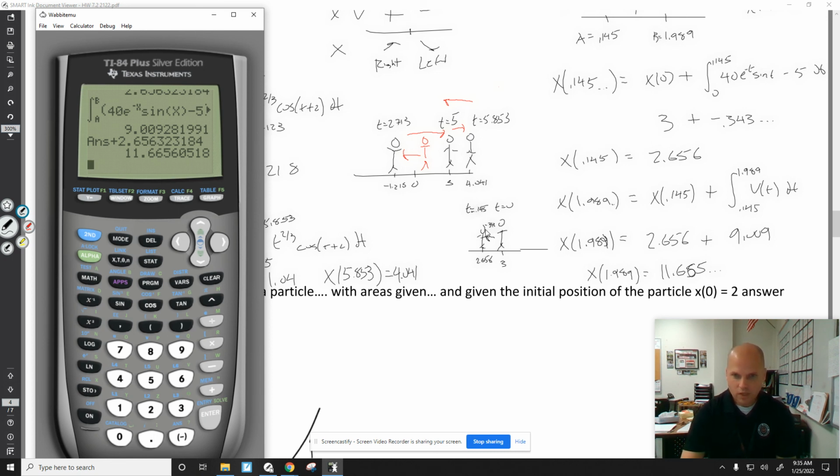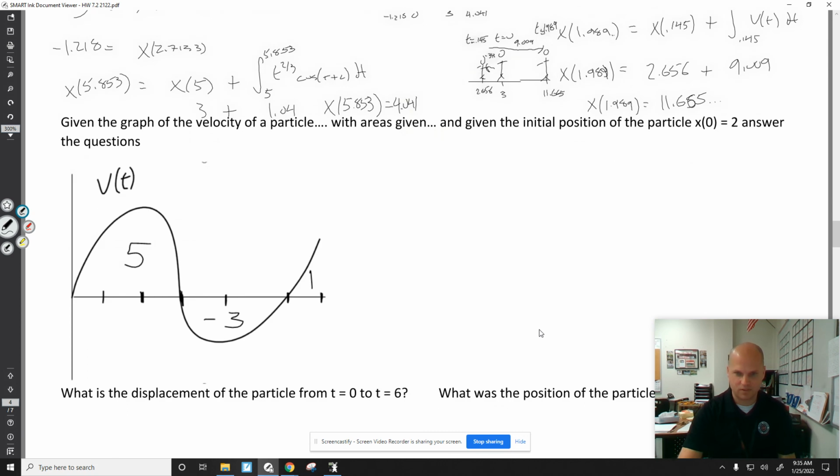Then he moves to the right a total of 9.009 units, and he ends up at this max position of 11.665 at the 1.989 second. It's like how much F is going up. We're finding maxes and mins just without really being asked to find the max and min. Max and mins will be next class.